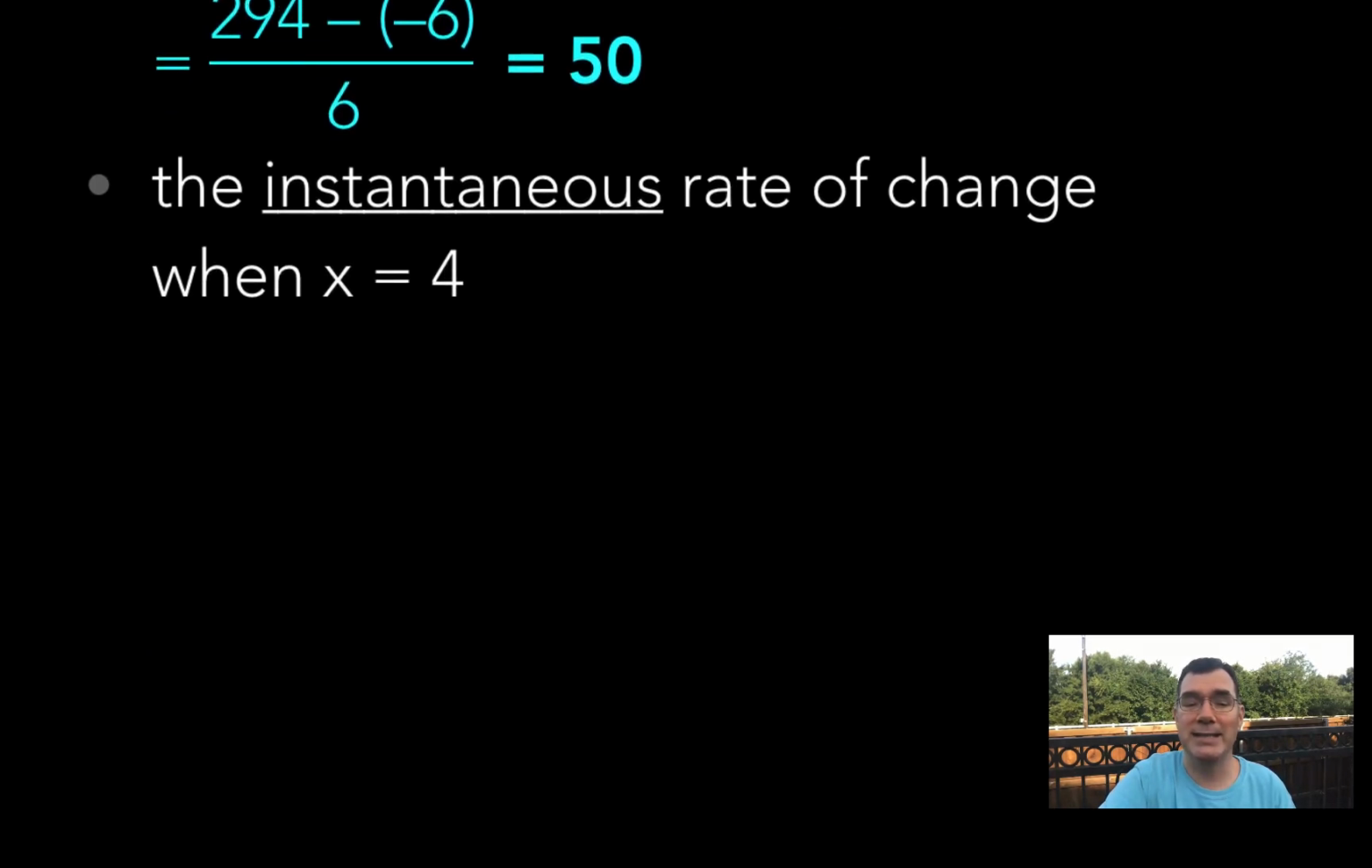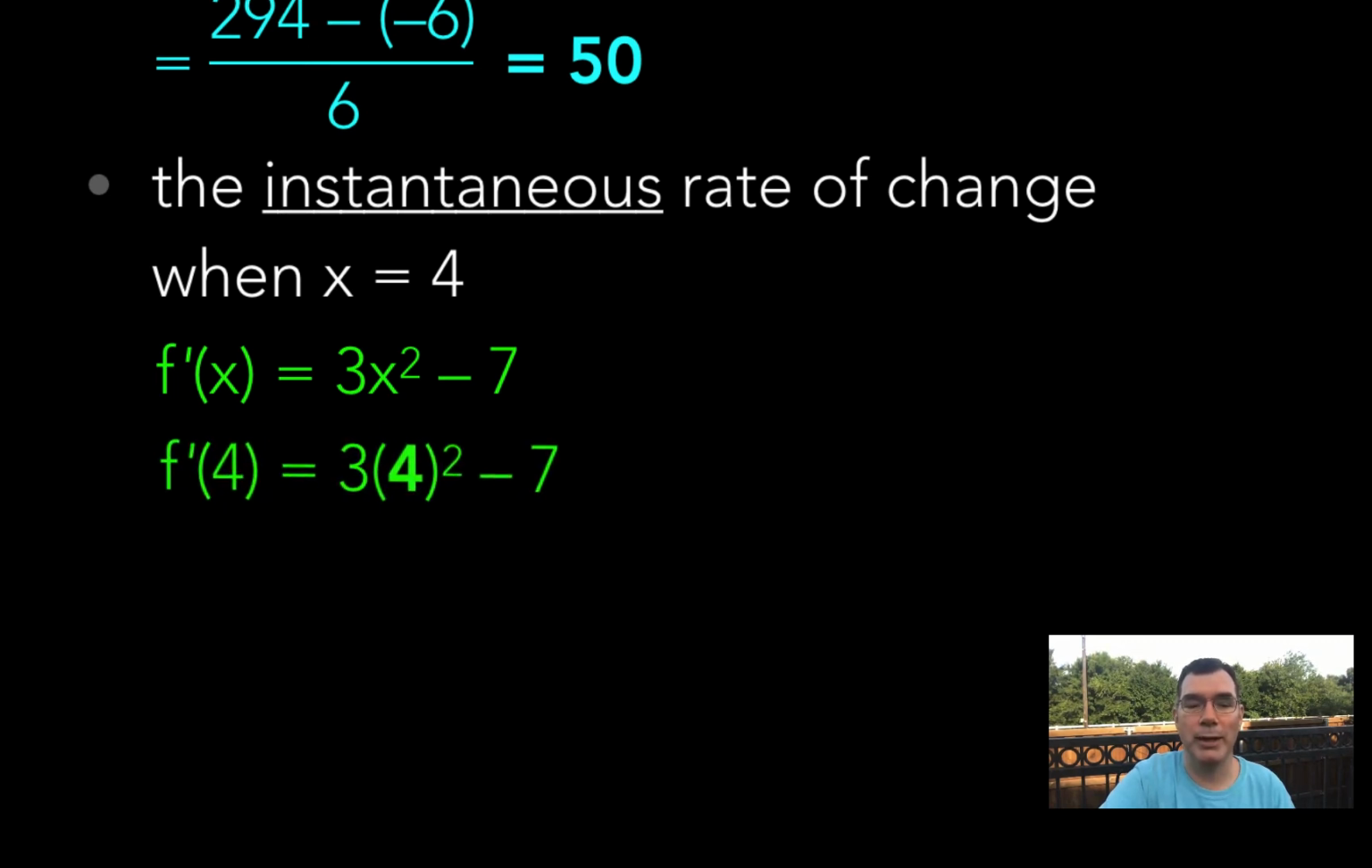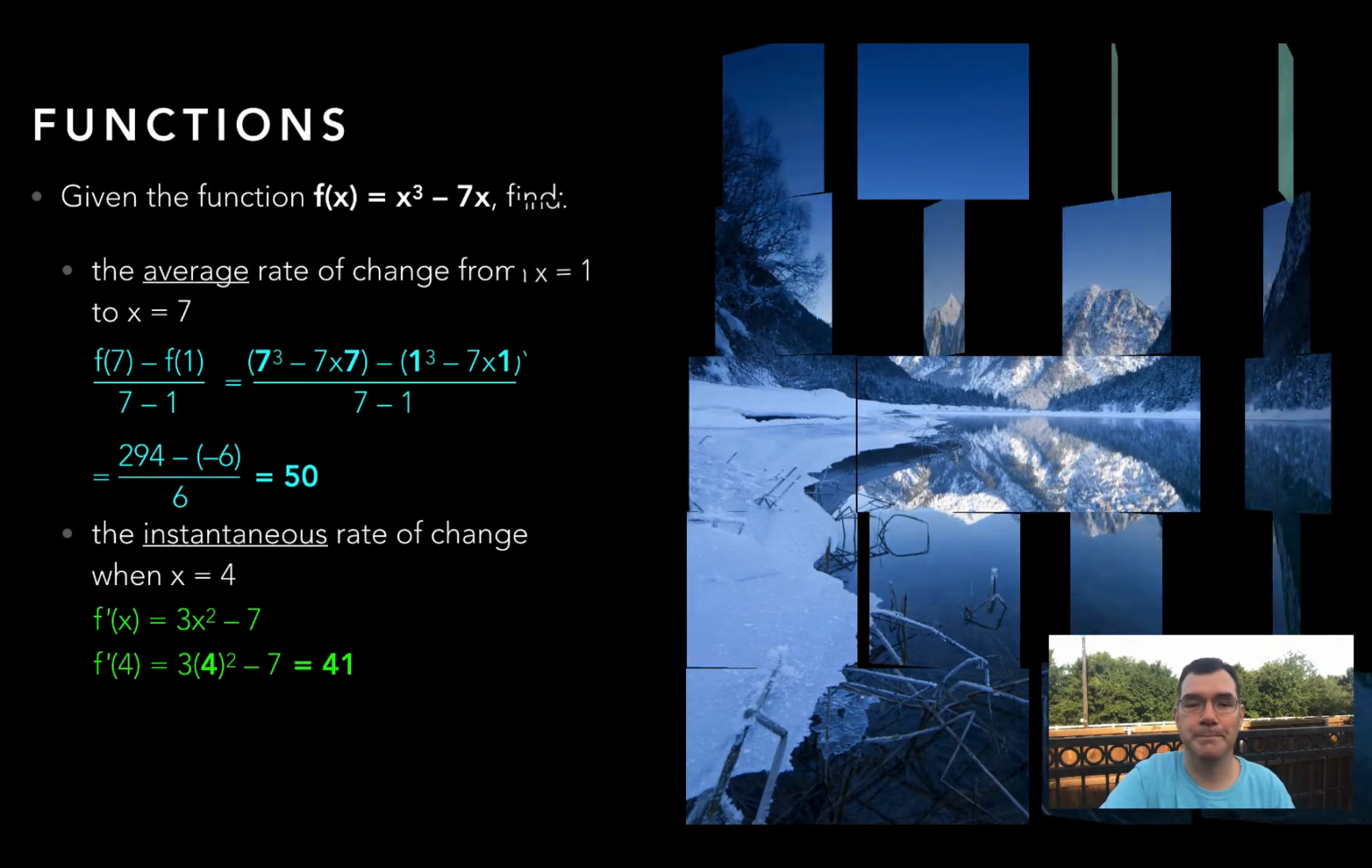For instantaneous, remember, now I have to talk about the derivative of the function. So I have to find f prime of x, which in this case is going to be 3x squared minus 7. And when I plug in 4 into that, because I do want to find the instantaneous rate of change when x equals 4, I get a value of 41. So the slope of the tangent line at x equals 4 is going to be 41.